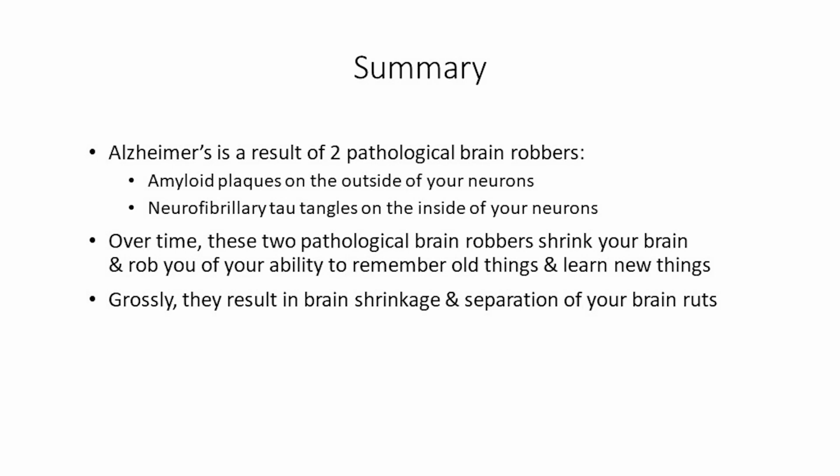I guess that sums it up for today. Here's what you have learned. Alzheimer's is a result of two pathological brain robbers. There are amyloid plaques on the outside of your neurons and neurofibrillary tangles on the inside of your neurons. Over time, these two pathological brain robbers shrink your brain and rob you of your ability to remember old things and learn new things. Grossly, they result in brain shrinkage and separation of your brain ruts. And next week, you'll be ready to learn about the symptoms and diagnosis of Alzheimer's.